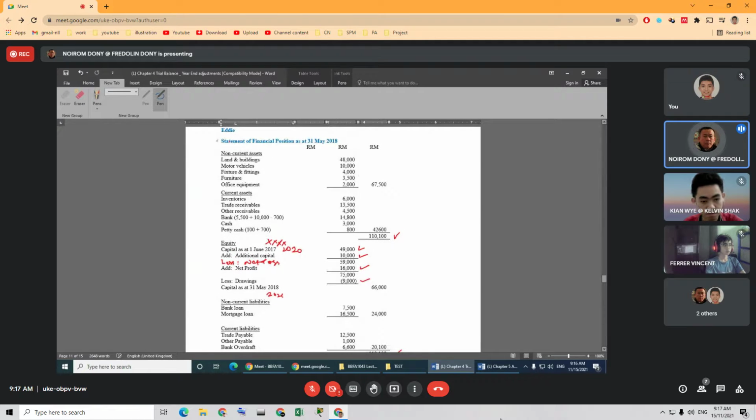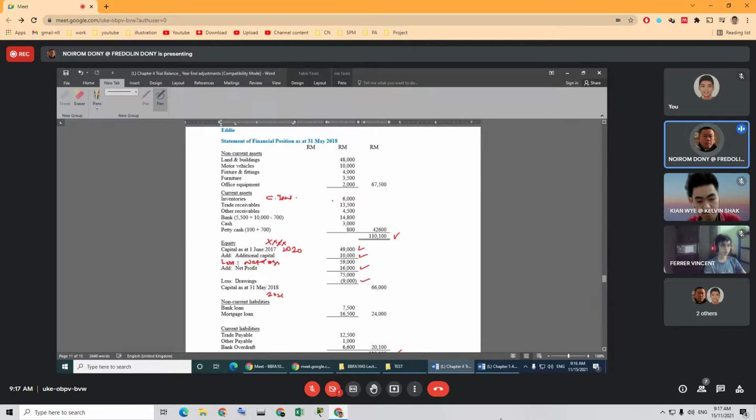Okay, so the heading: statement of financial position at 31st of May 2018. Then you list down all the non-current assets. So put on the second column first, and then the total put on the third column. Okay, so same goes with current asset. After non-current asset, then you put current asset. Okay, and this is your closing inventory, not opening, closing inventory.